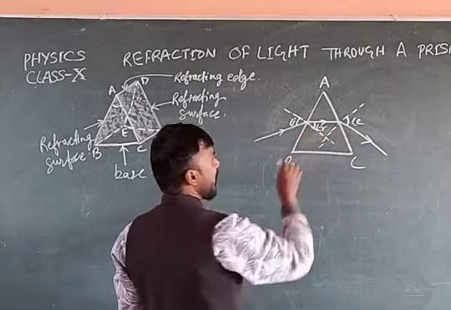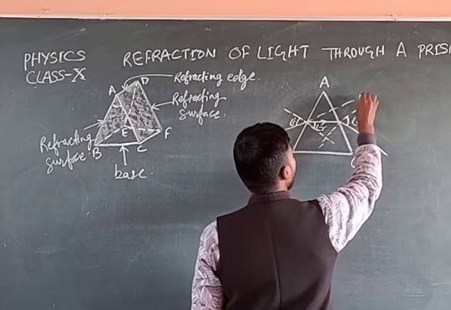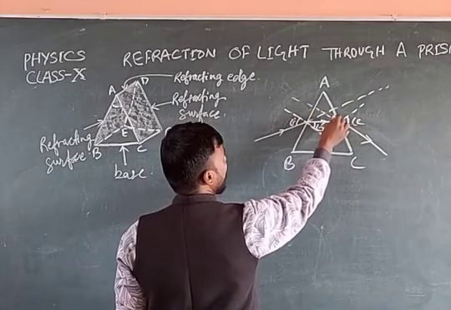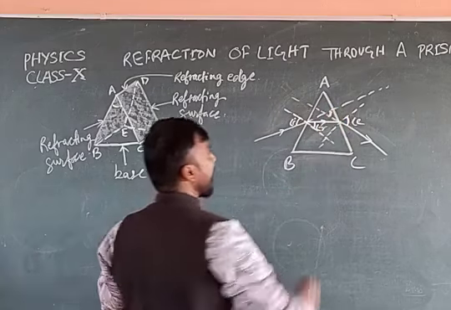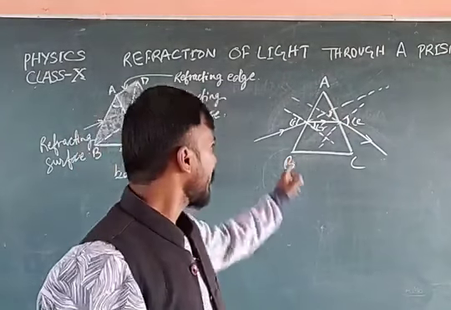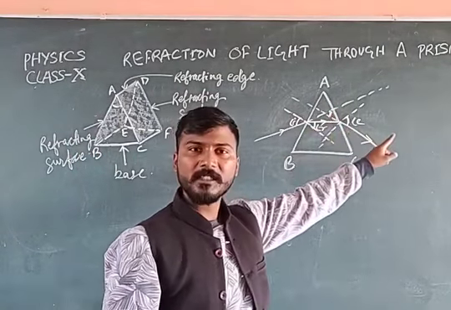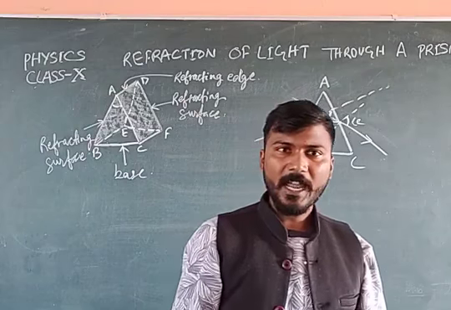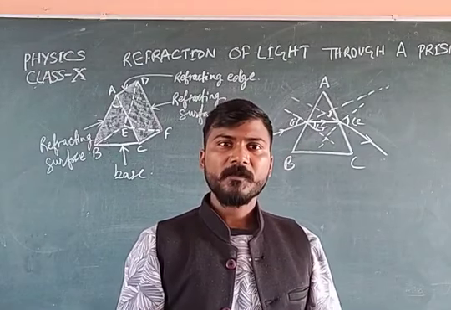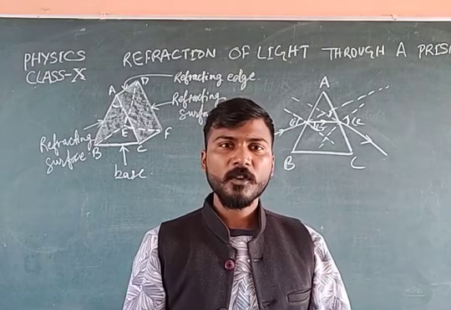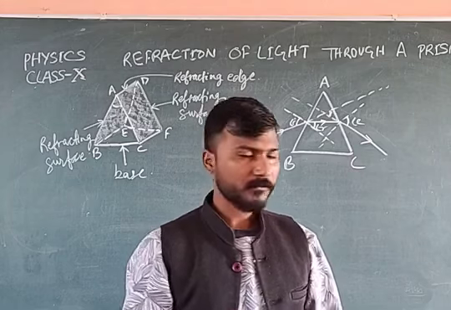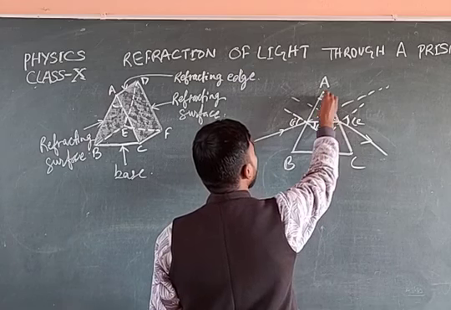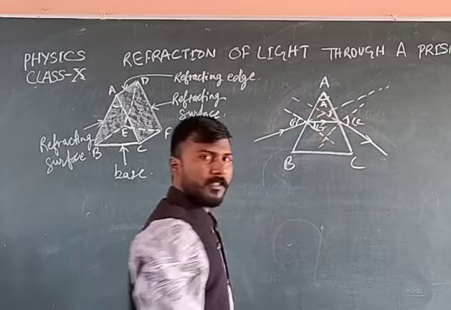When we extend the actual path of the incident ray and extend backward the emergent ray, this angle is known as the angle of deviation. This is the important angle. The angle of deviation is defined as the angle between the actual path of the incident ray and the emergent ray. Clear? And this angle is known as the angle of prism. Clear? Okay.